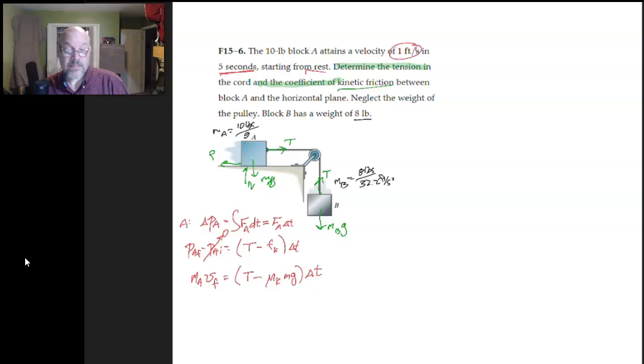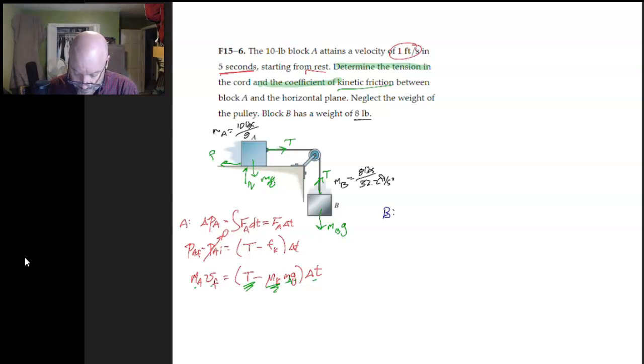Let's look at this one real quick. Again, what's the thing we're hunting for? We're hunting for tension, and we're hunting for mu K. If we look in this particular equation, we know mass, velocity, mass G. And those are the things we're hunting for. That should be a little A right there. Two unknowns, one equation. That ain't gonna work. So we need some more relationships in here, which is fine because we have a whole other block to look at.